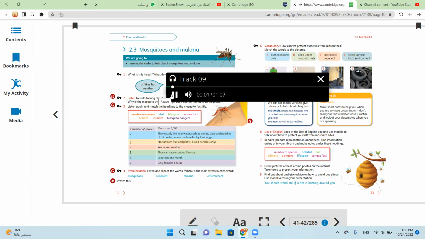Track 9. Did you know that there are more than 3,500 types of mosquito? They can live in most environments, apart from extremely cold places. They prefer warm, wet weather and are common in hot tropical areas, such as the Americas, Asia, and Africa. They live near water where the females can lay their eggs. They like eating nectar from fruit and plants, but only the females bite humans. Females live longer, for 2 weeks to a month, but males only live for a week.